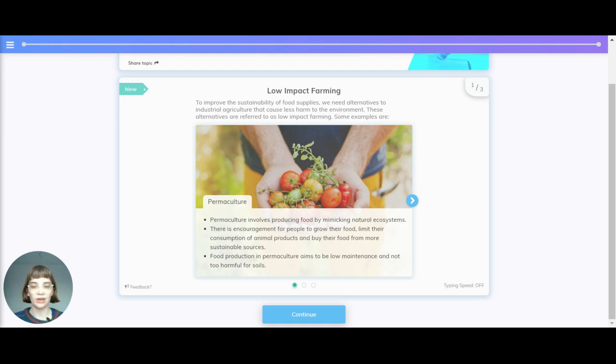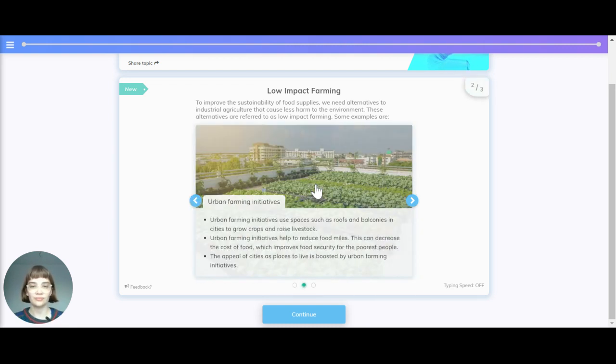So some examples are permaculture, which involves producing food by mimicking natural ecosystems. There is encouragement for people to grow their food, limit their consumption of animal products, and buy their food from more sustainable sources. Food production in permaculture aims to be low maintenance and not too harmful for soils.